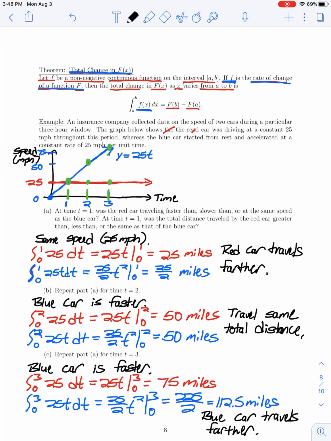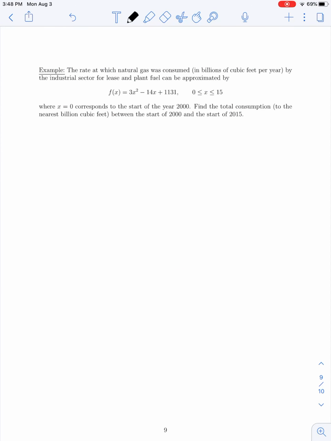So one application of this total change in the value of a function, if we have information about the rate of change of a function, say the speed of a car, is that we can calculate the total distance traveled over a time interval by making use of this definite integral. So let's look at another example.